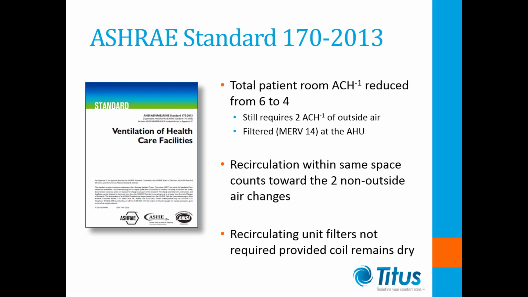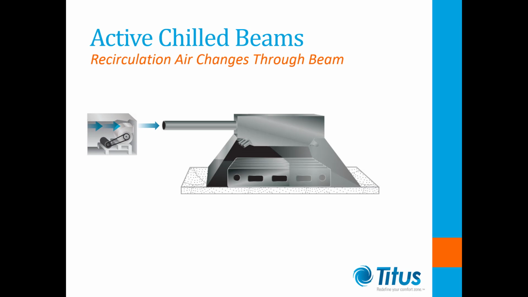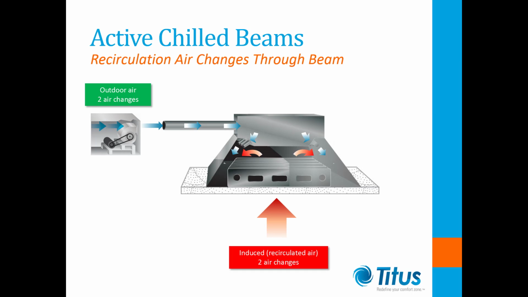The standard also stipulates that recirculation unit filters will not be required on surfaces that are not designed to condense water, meaning sensible cooling coils such as active chill beams. So an active chill beam used in a patient room can be supplied with 2 filtered outdoor air changes of primary air from the dedicated outdoor air unit. The beam will induce at least 2 recirculated air changes from the room to provide the minimum total of 4 air changes back into the room.